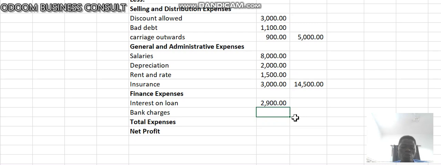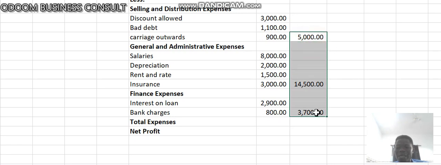So let's say there were small bank charges of 800 cedis for the month. So let's add these two items, that is the bank charges and the interest on loan, as our finance expenses. So these two give us 3,700. And so this is our finance cost. This is our general and administrative expenses. This is our selling and distribution expenses. So when you add all these three and you take it from our income, then we get our net profit.